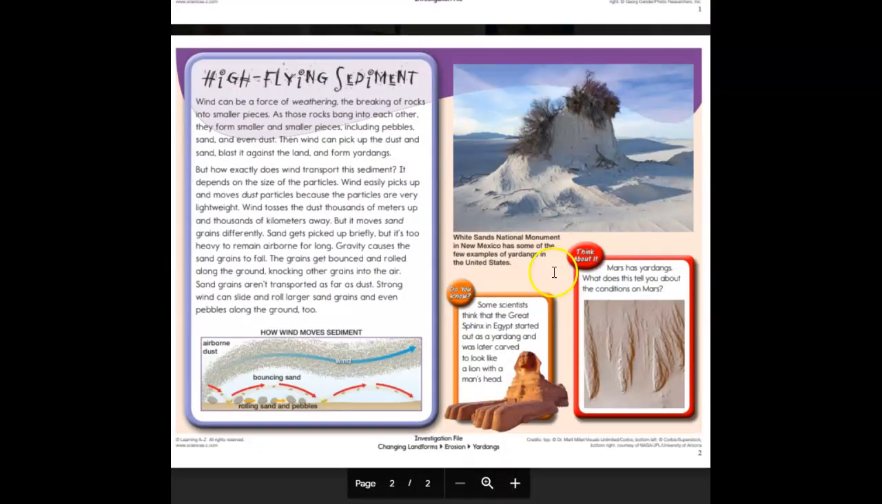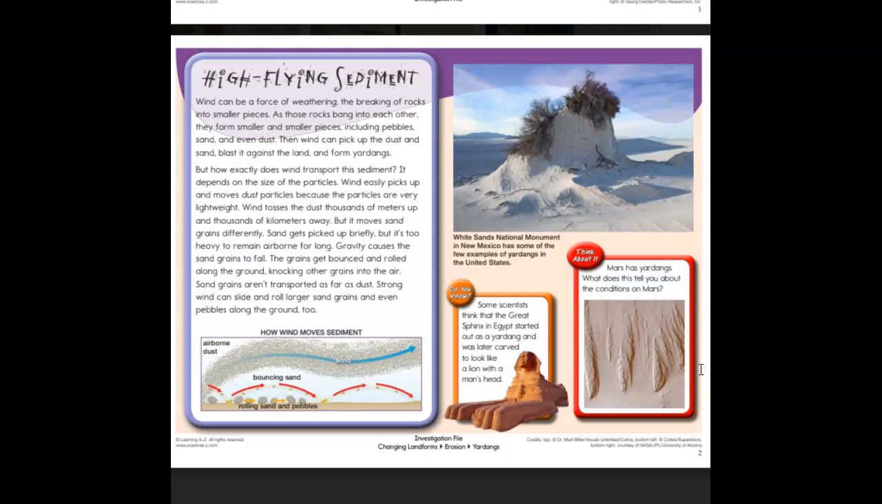White Sands National Monument in New Mexico has some of the few examples of yardangs in the United States. Did you know that some scientists think that the Great Sphinx in Egypt started out as a yardang and was later carved to look like a lion with a man's head? And think about this. Mars has yardangs. So what does that tell you about the conditions on Mars? The fact that Mars has yardangs, what does that tell us?